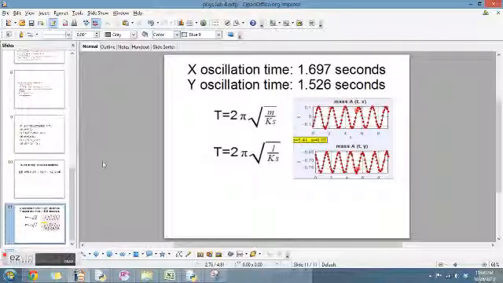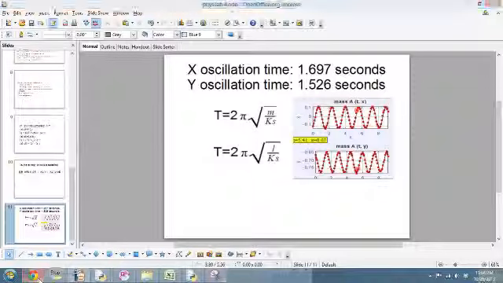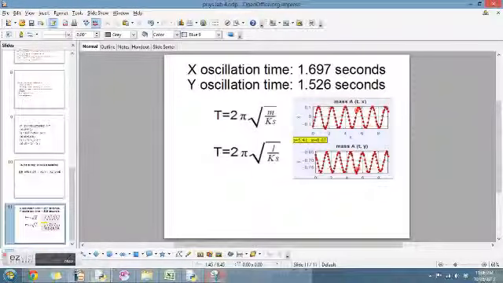I found the oscillation period, or time between peaks, by looking at the graphs of the x position and the y position in Tracker and averaging the times. I found the x oscillation period to be 1.697 seconds and the y oscillation period to be 1.526 seconds. These values are close to each other, and this makes sense by looking at the equations. For the x, or the pendulum harmonic motion, we see that both have 2 pi. But x uses length and gravity, whereas y uses the spring constant.